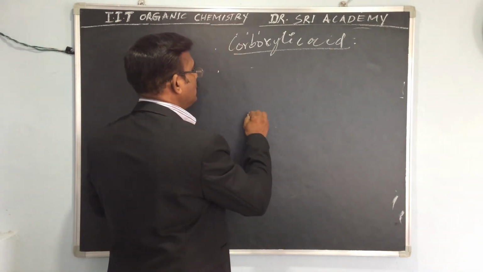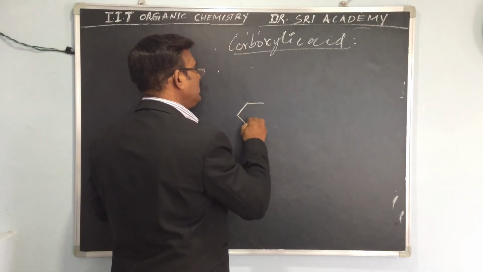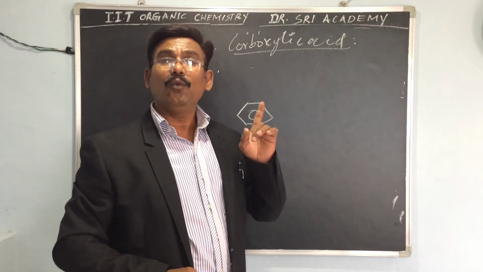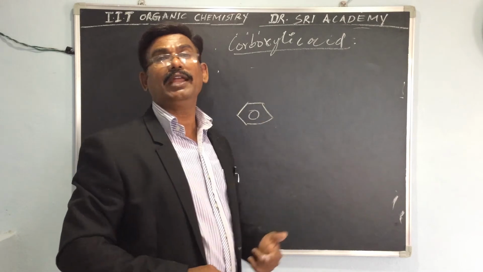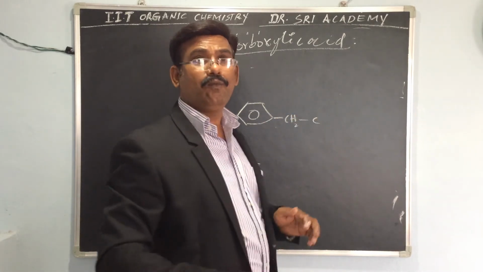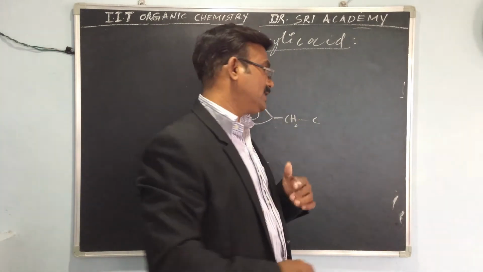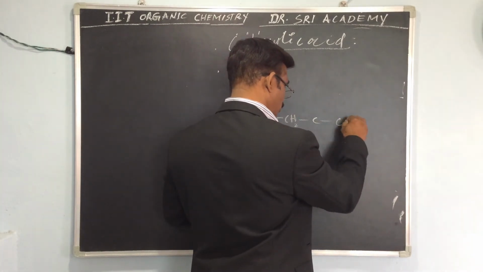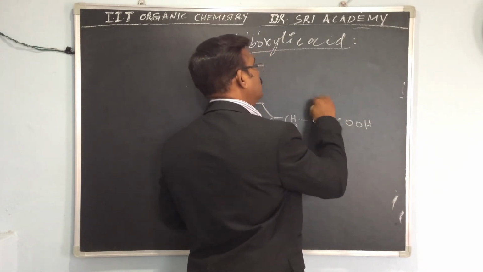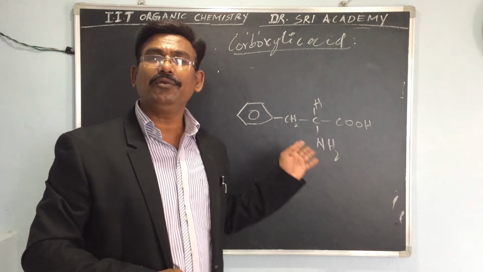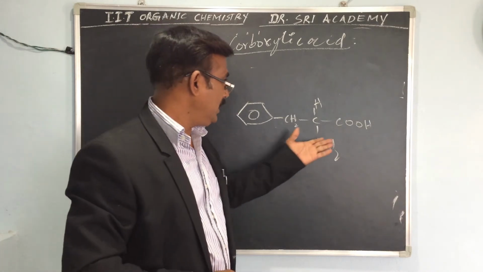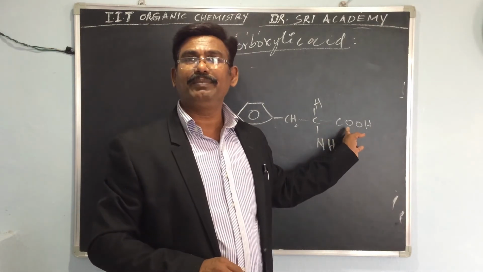For example, this one, the benzene. This is a cyclic compound. Benzene containing one acid group, one amine group. CH2, COOH. How can you write this name? So here acid is there. That is the major priority.